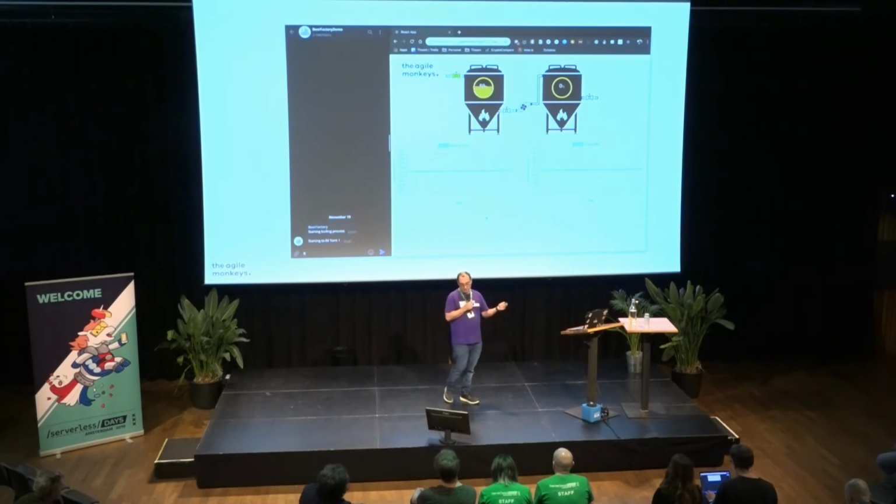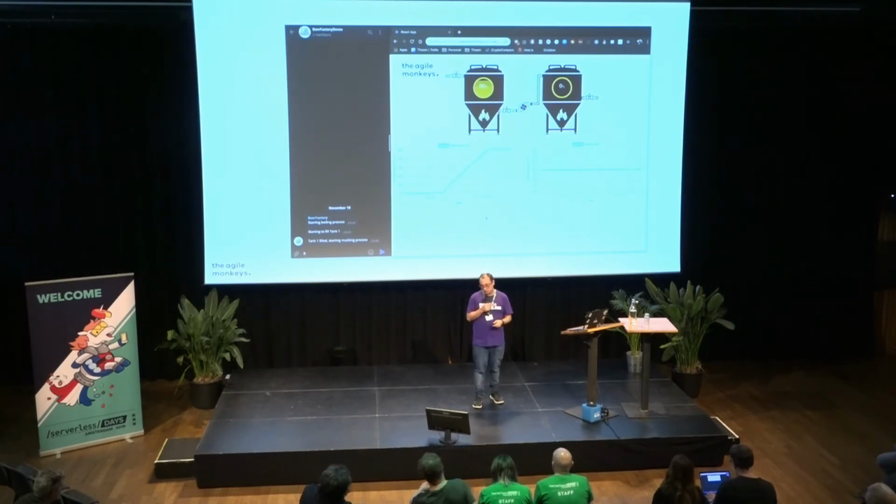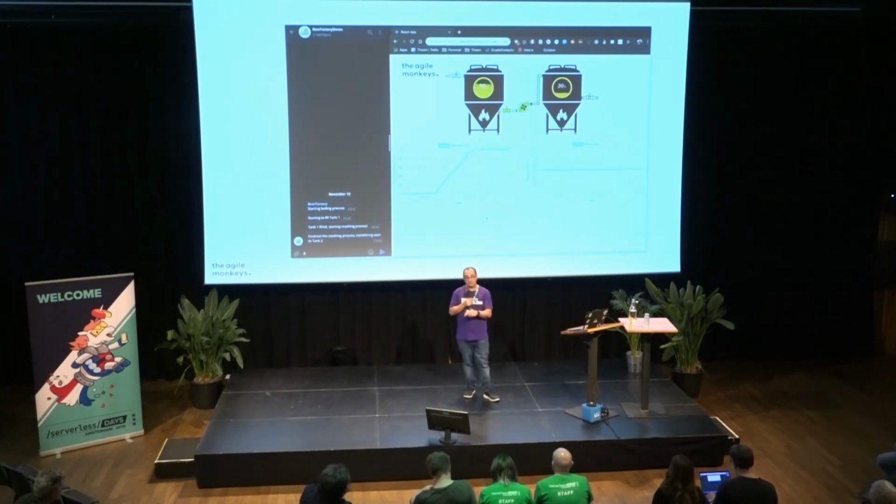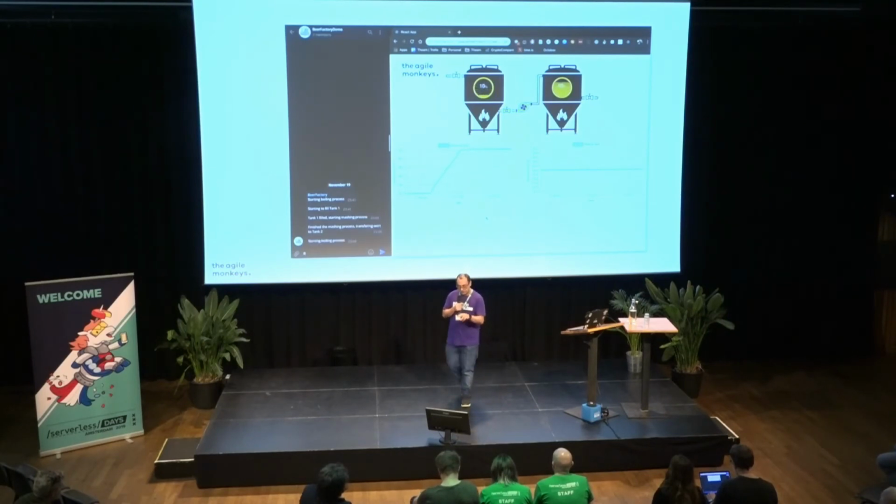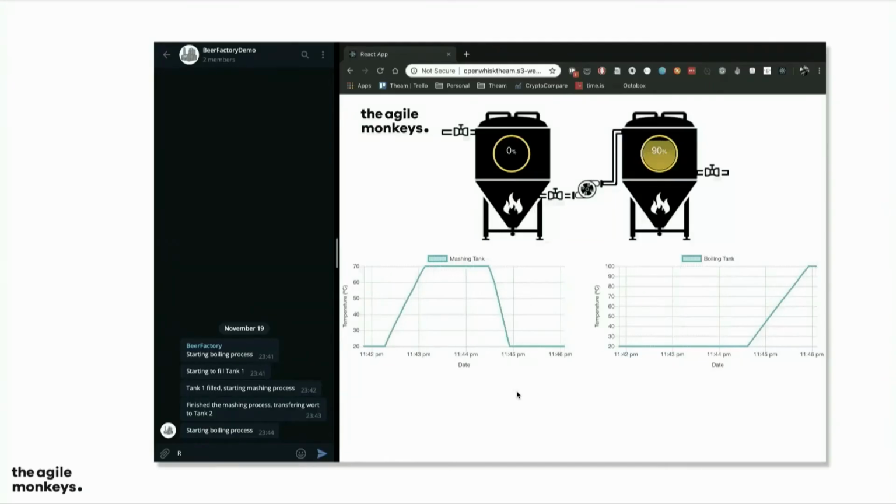Finally, here we have an animation of the system. On the left, we have a Telegram channel where the Telegram bot is posting messages. And on the right, we have the system working, where we can see how the system is working and where the measurements are, etc.